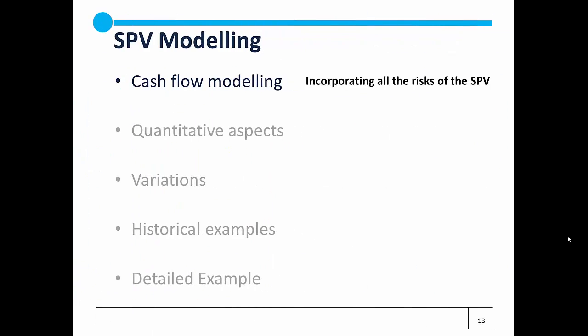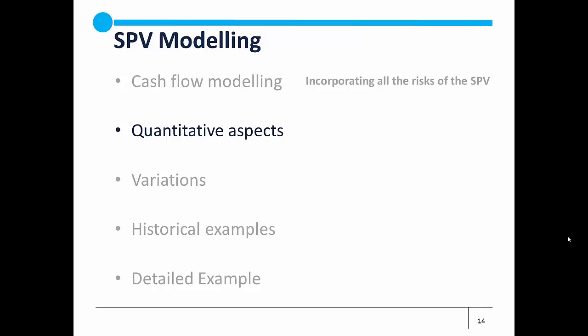So when it comes to cash flow modeling, what's important is to incorporate all the risks of the SPV. So if there's any market links, any project links, any idiosyncratic factors, we need to model that in as much detail as we possibly can.